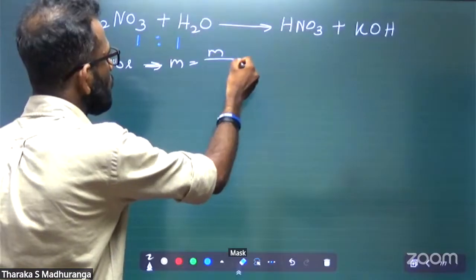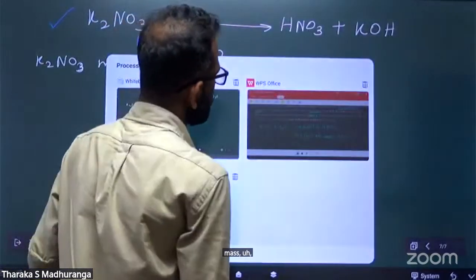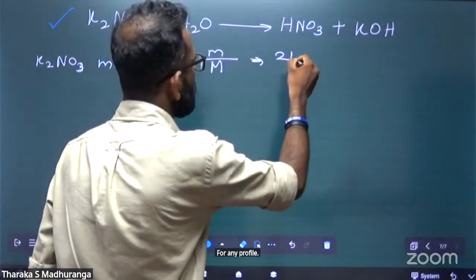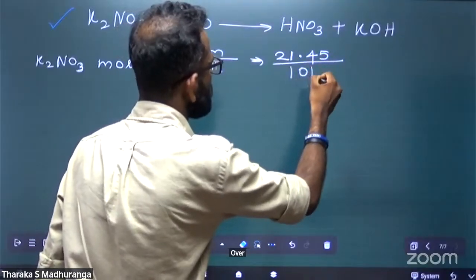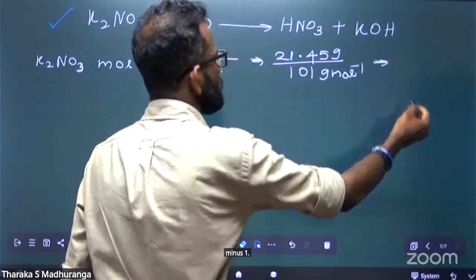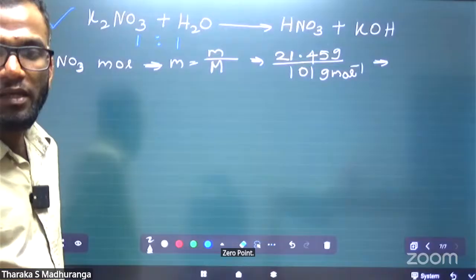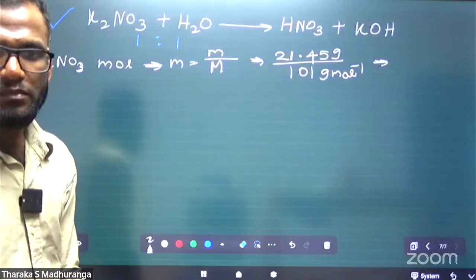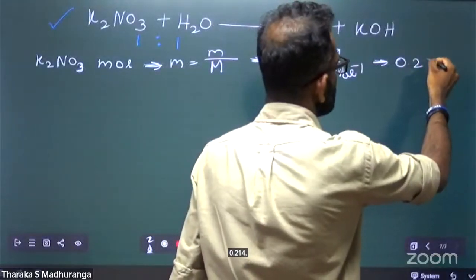Then n equals mass over molar mass. Mass is 21.45, so 21.45 over 101 g mol minus 1. What is this value? 0.21 mole.